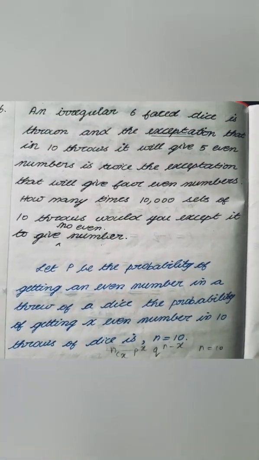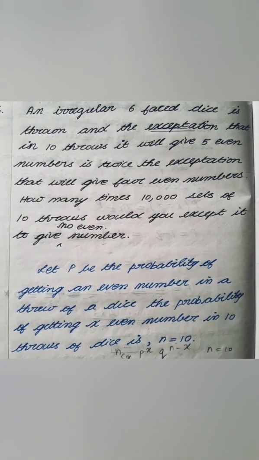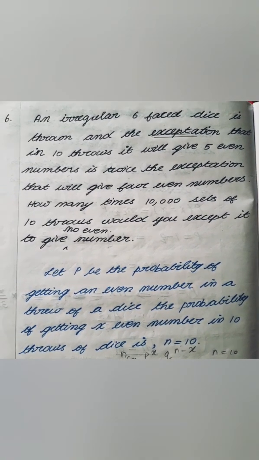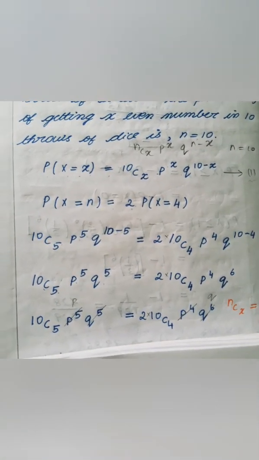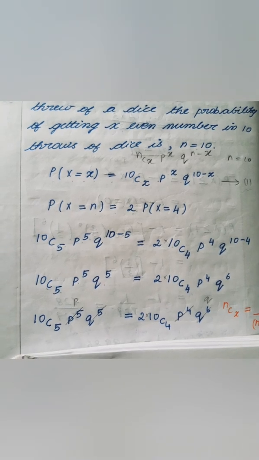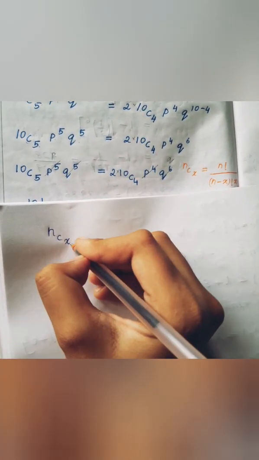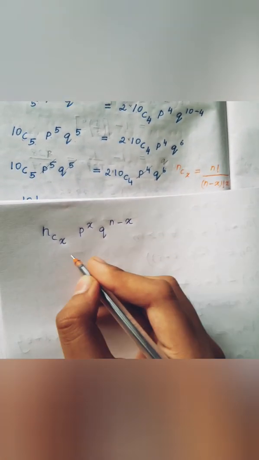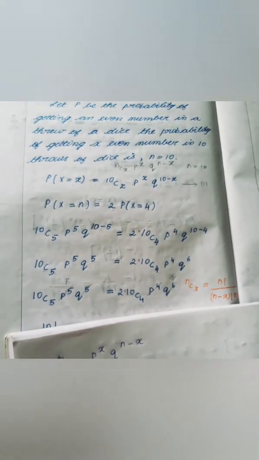So the next sum: a regular 6-faced dice is thrown, and the expectation is that in 10 throws, getting 5 even numbers is twice the expectation. So we have to prove that it is twice the expectation. After solving, let p be the probability of getting an even number in the throw of a dice. For the probability of getting even numbers in 10 throws of the dice, n is equal to 10. We have to substitute in the formula nCx p power x q power n minus x.